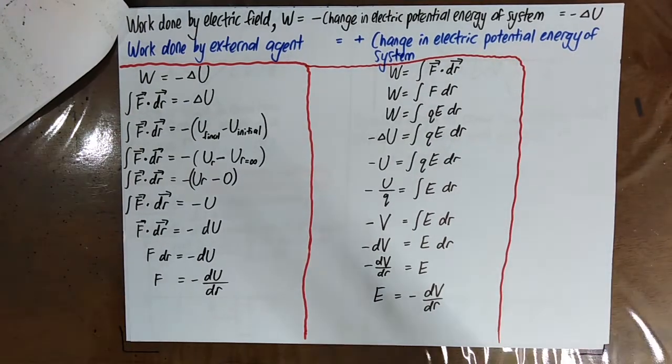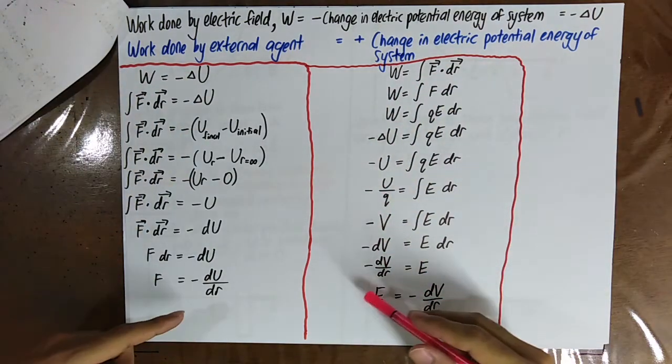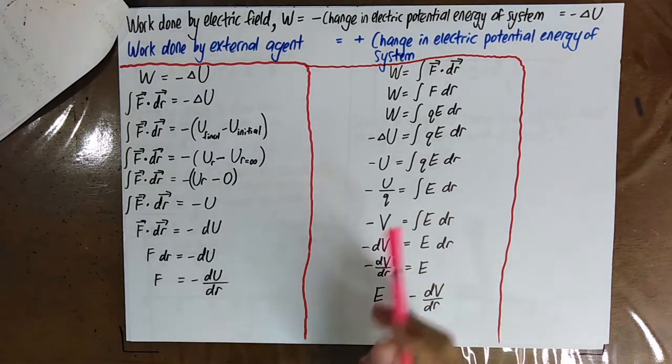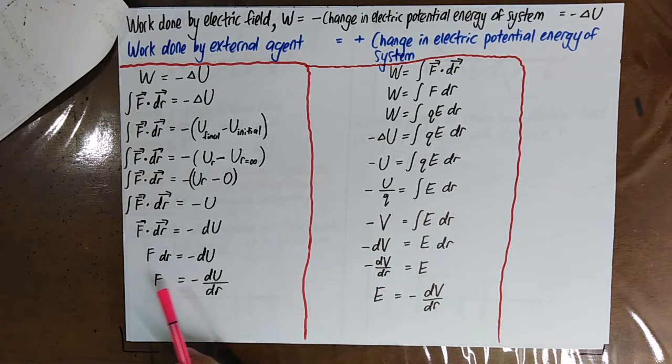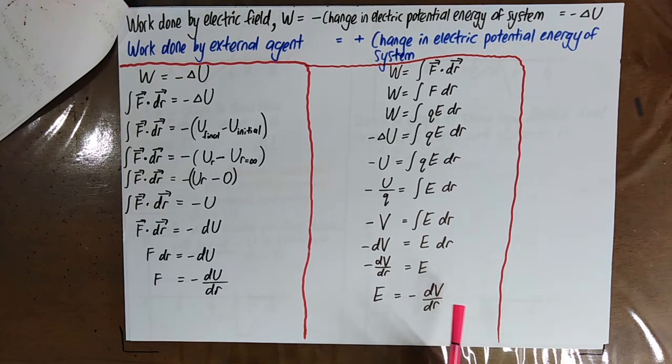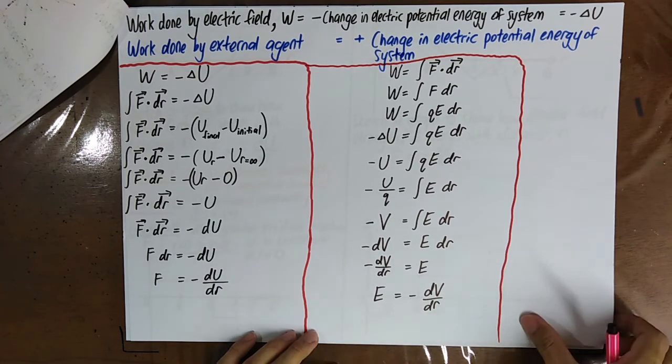Okay, so now we want to prove that F equals negative dU/dr and E equals negative dV/dr. I will leave this one for you to read. But remember, we really have to remember F equals negative dU/dr. U is the electric potential energy. V is the electric potential.